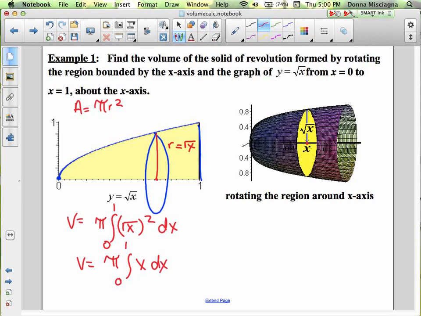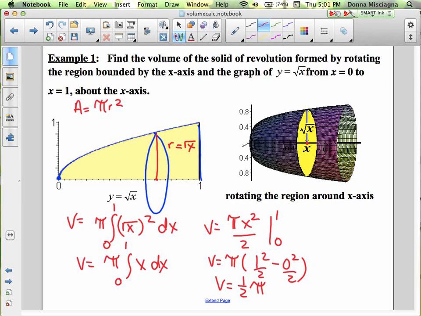That's a pretty simple integration. So our volume is going to be pi times x squared divided by 2, and we're going to evaluate that from 0 to 1. I'll leave the pi here, and we'll plug in. We have 1 squared divided by 2 minus 0 squared divided by 2. That's going to give us 1/2, because it's 1/2 minus 0. And our volume, therefore, is 1/2 pi. And there we go, we have found the volume.